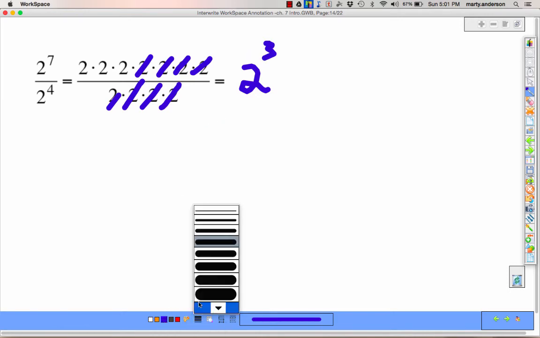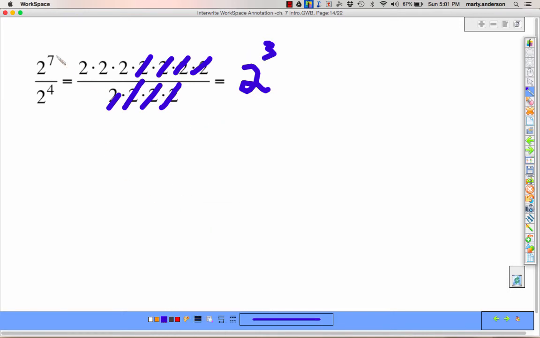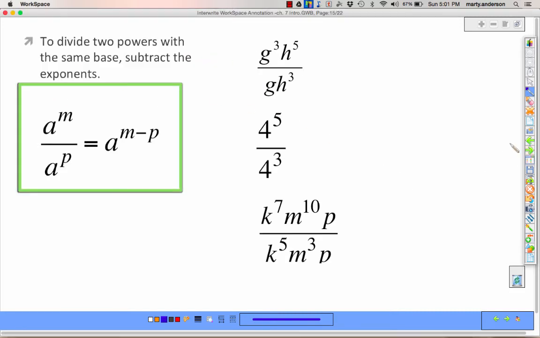Well, what is the association between 7 and 4 and 3? Hey, I think we're going to be doing some subtraction. How fun is that? To divide 2 powers with the same base, subtract the exponents. I don't even like to look at it as much as a subtraction, as there's 3 g's on top and 1 g on the bottom. 1 g will cancel out one of those 3 on the top.